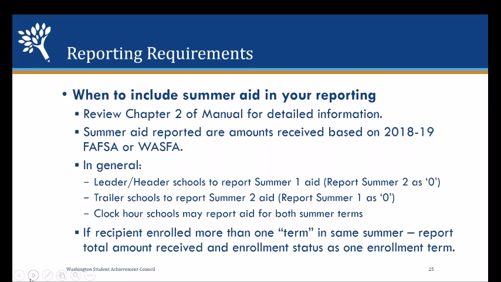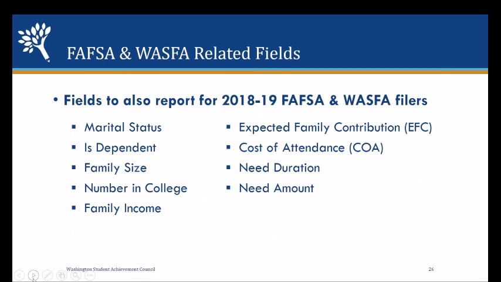If the recipient is enrolled in more than 1 term in the same summer, report the total amount received and enrollment status as 1 enrollment term. We're talking about if you have mini terms, so they take mini 1 and mini 2, combine those. You won't report them separately, and they need to be either in Summer 1 or Summer 2, whatever you report. Fields that also need to be reported for both FAFSA and WASFA filers are on this list, and we'll go into a little detail on these in a couple of slides.